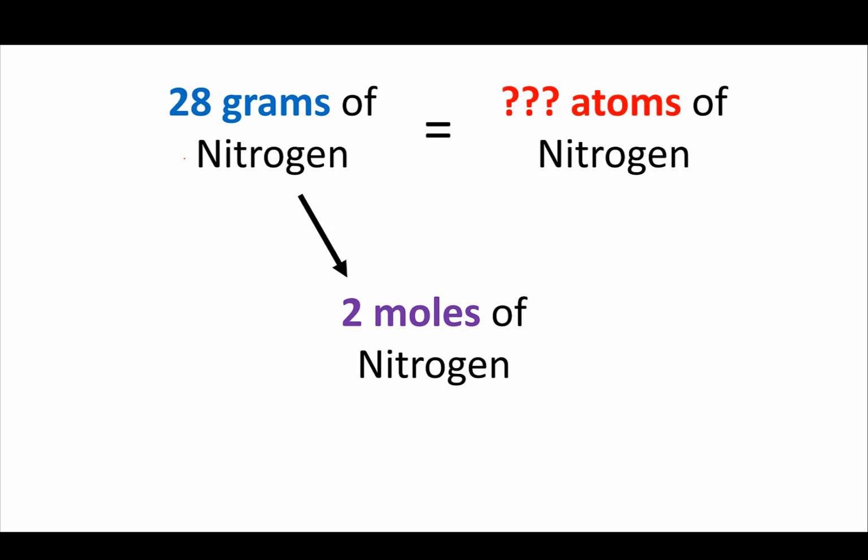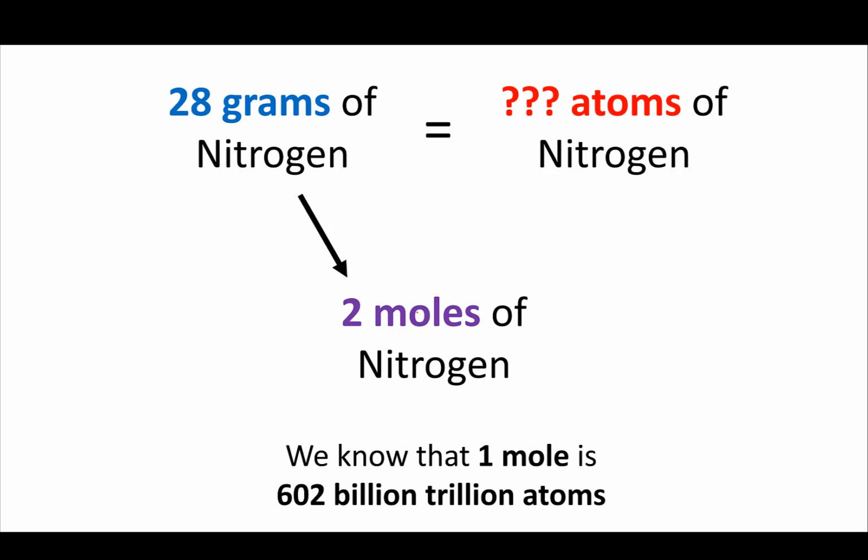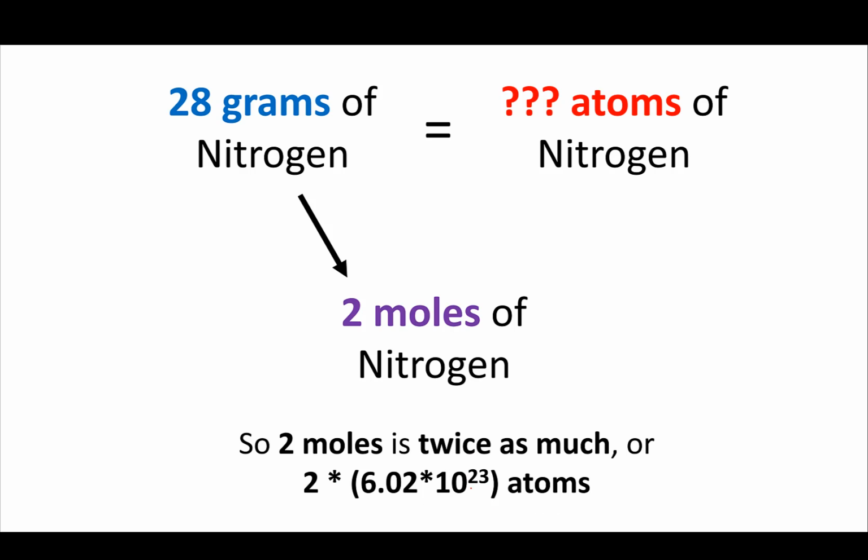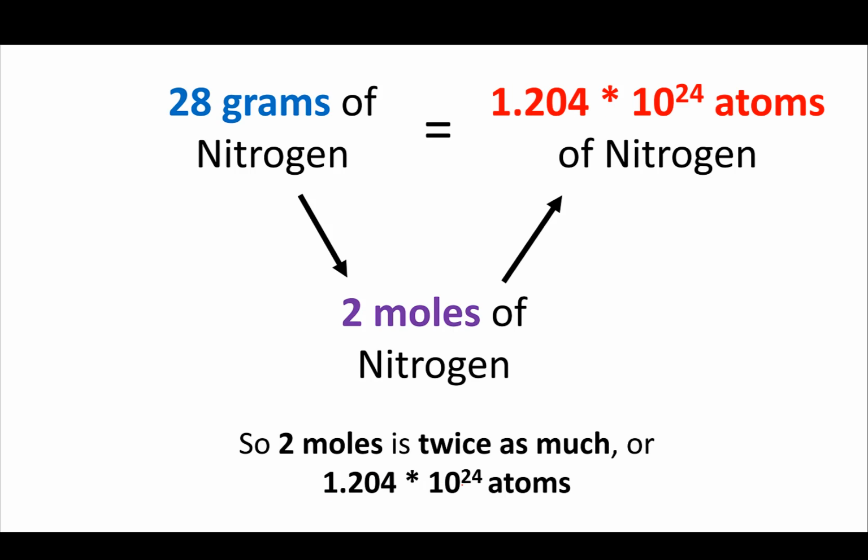So 28 grams of nitrogen is 2 moles of nitrogen, and I know that a mole is just 602 billion trillion atoms, right? So 2 moles of nitrogen is 2 times this number of atoms. So 2 moles of nitrogen is 2 times 602 billion trillion, or 6.02 times 10 to the 23rd. And you could just put it in a calculator. It gives you 1.204 times 10 to the 24th atoms. That's what 2 moles is.